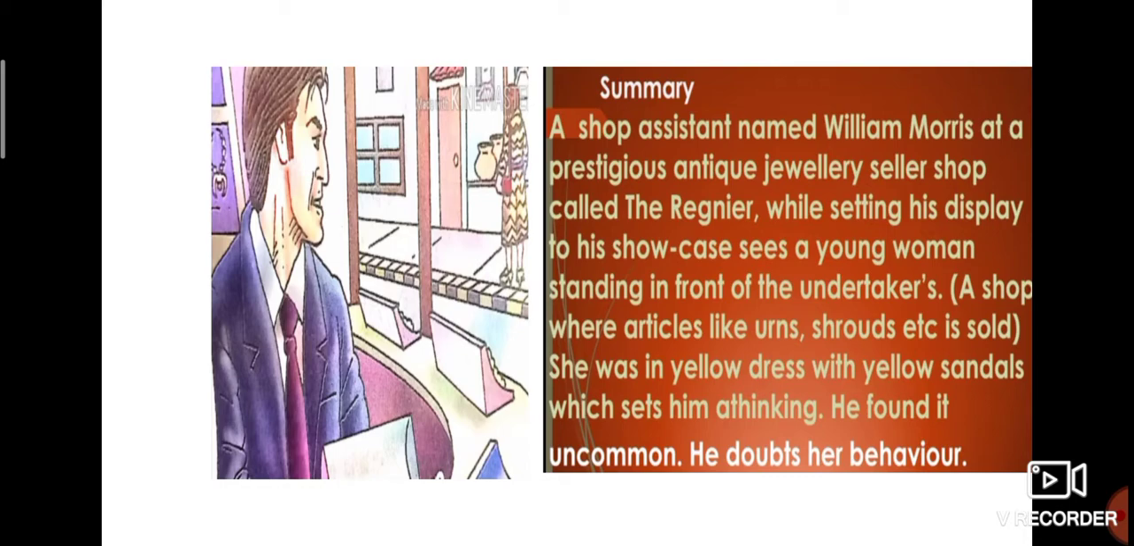While setting his display in his showcase, he sees a young woman standing in front of the undertakers. Undertakers means a shop where articles like urns, shrouds, etc. are sold. She was in a yellow dress with yellow sandals, which sets him thinking. He found it uncommon. He doubts her behavior.